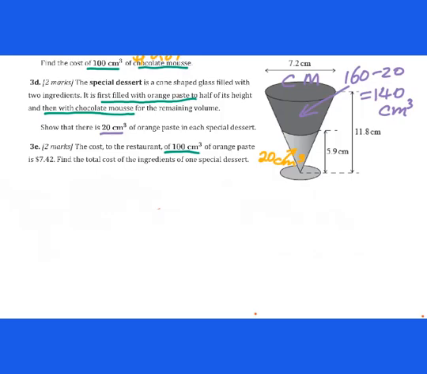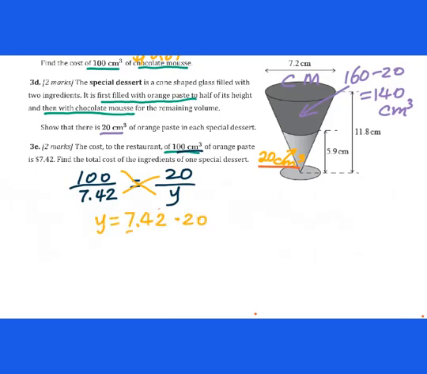Then, according to the ratio, we can figure out how much for this orange paste with 20 centimeter cubed. For 100 centimeter cubed, you have to pay $7.42. What about 20 over y? Then cross multiply. Y equals 7.42 times 20 over 100. You will get $1.48.